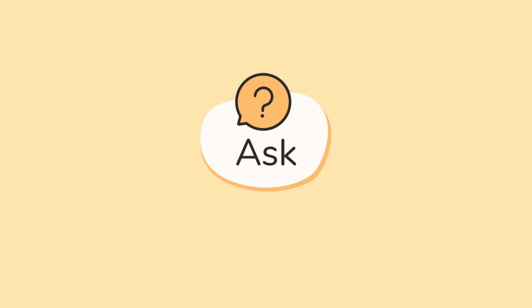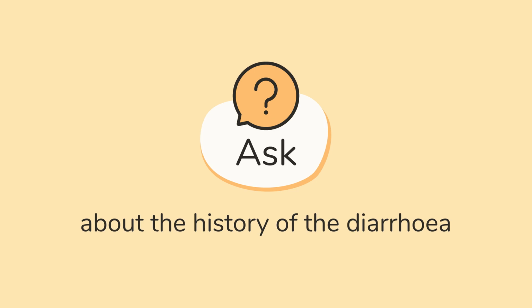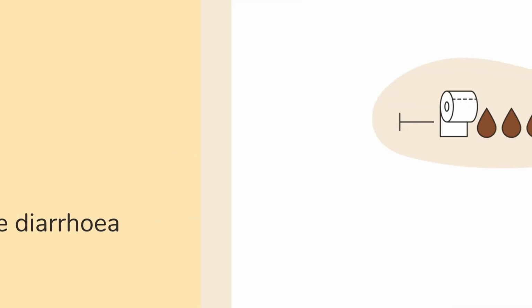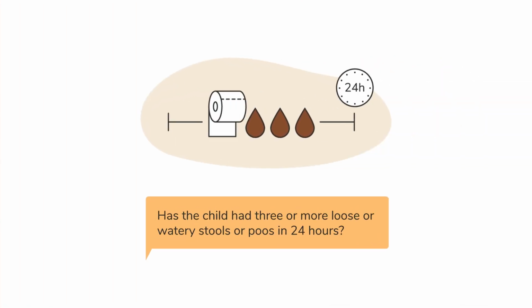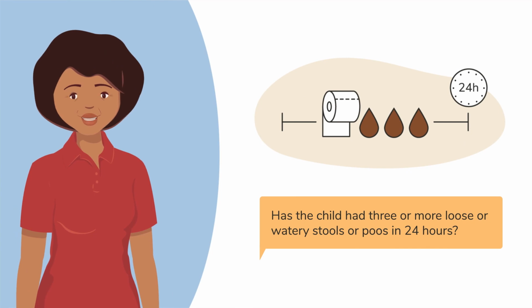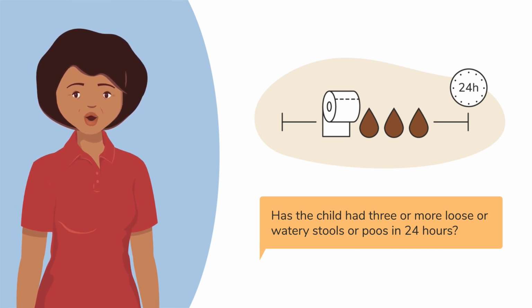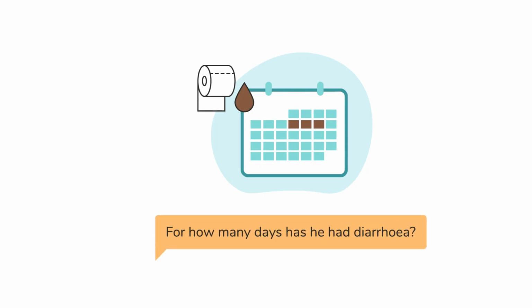Begin your assessment by asking the caregiver questions about the child's symptoms so that you can understand how severe they are. Number 1. Find out more about the history of the diarrhea. You can ask, has the child had 3 or more loose or watery stools or poos in 24 hours? If the child passes stools often, but they are normal formed stools, this is not diarrhea. For how many days has he had diarrhea?